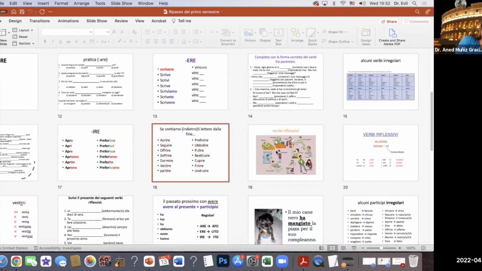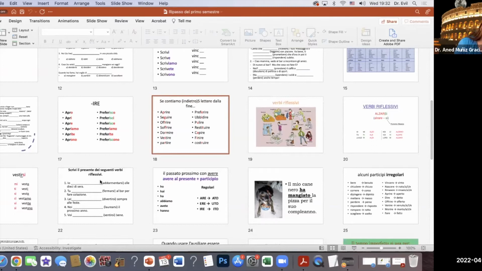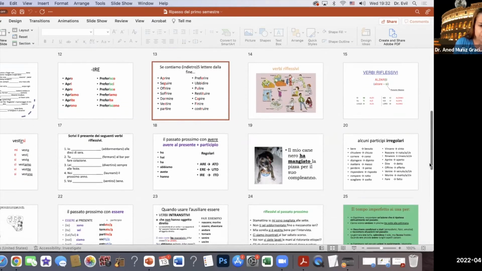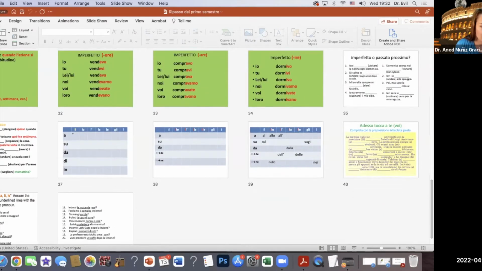So anyway, we also went over the verbi riflessivi, right? And we did this, and then I gave them the answers to a couple of these verbs here. Scrivi il presente dei seguenti verbi. So we did that, and we didn't do passato prossimo because we're leaving that for next week. And we didn't do le preposizioni articolate o l'oggetto diretto, right? So queste cose non le abbiamo fatte.